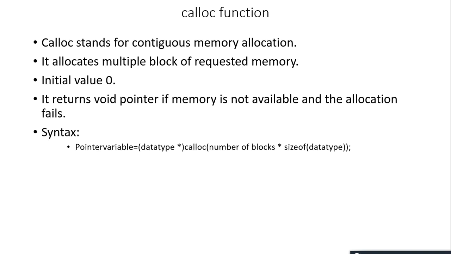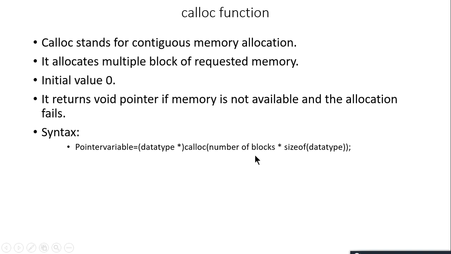Now there is a very little difference between malloc and calloc. Let's see what it is. Calloc stands for contiguous memory allocation. Okay, it allocates multiple blocks of requested memory. In the previously used malloc function, 5 into 4, a 20-byte block, is allocated at once, but in the calloc function 5 blocks of 4 bytes each will be created. And they will be initialized to 0, whereas in malloc the initial value was garbage. And if for some reason memory cannot be allocated, it will return a void pointer, same as the malloc function.